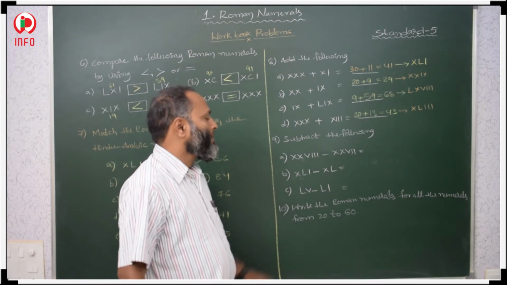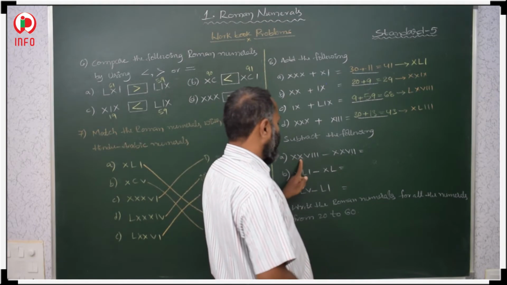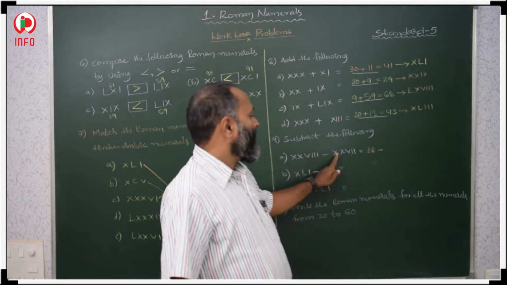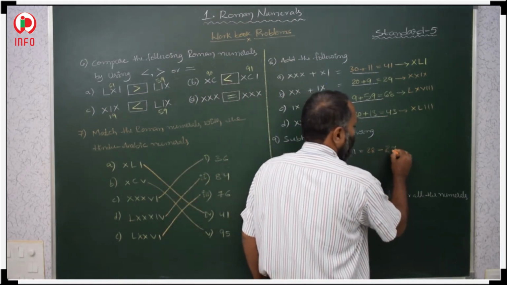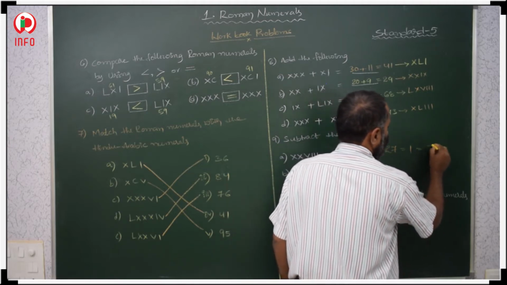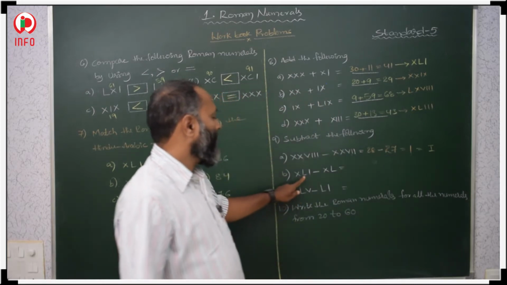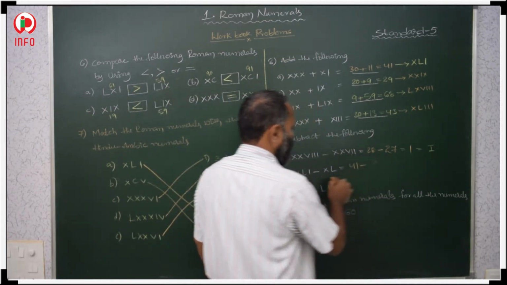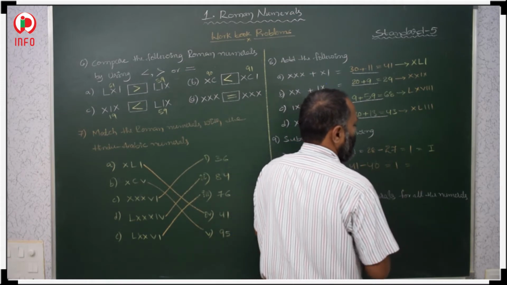Now subtract 10 and this is 8. This is 10, 20, 28. First one is 28 minus 20 and 7, 27. 28 minus 27 is 1. 1 is represented as I. Then XL means 40. 40 plus 1, 41. XL means 40. 41 minus 40 is 1. 1 is represented as I.